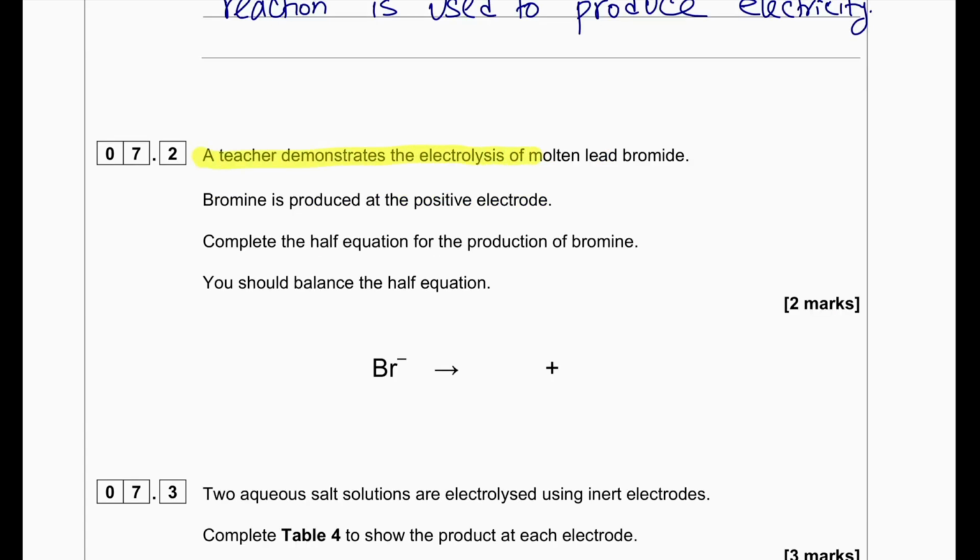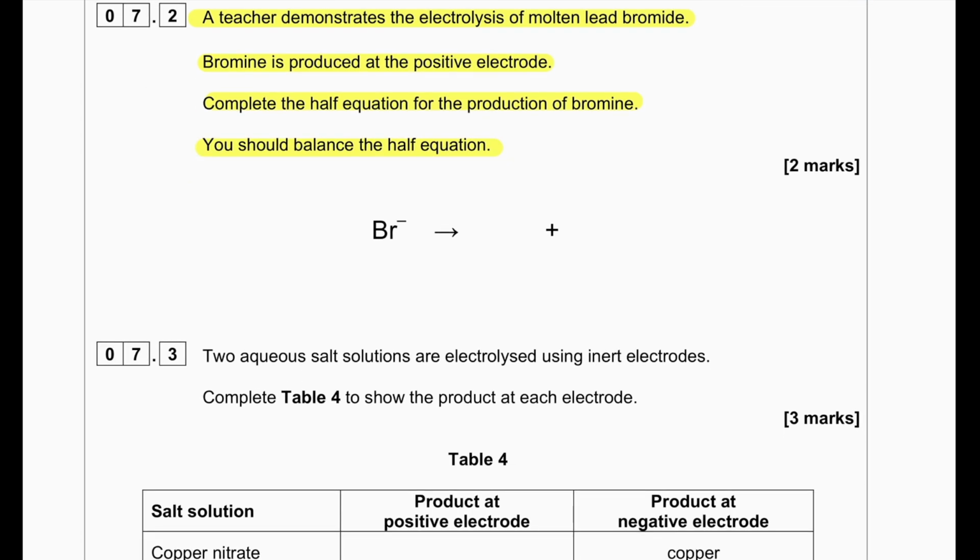A teacher demonstrates the electrolysis of molten lead bromide. Bromine is produced at the positive electrode. Complete the half equation for the production of bromine. You should balance the half equation. So Br minus will produce bromine and give off electrons. Since bromine is a diatomic molecule, it will give off 2 electrons, balanced with 2 Br minus.